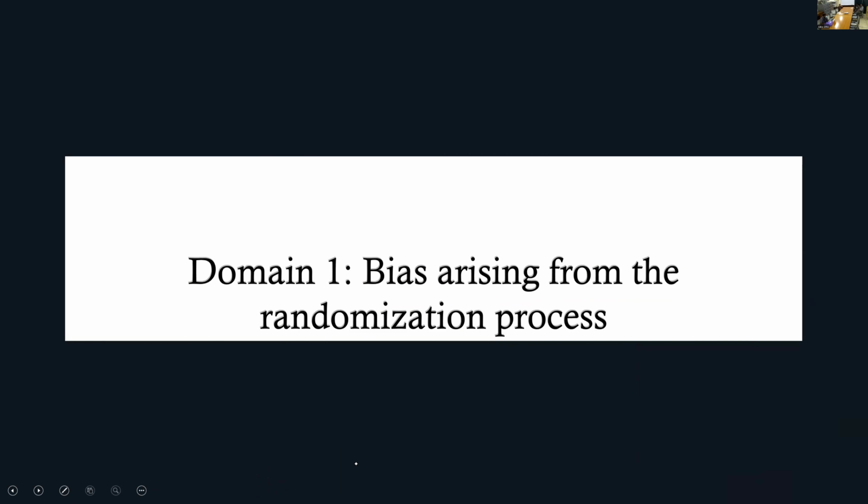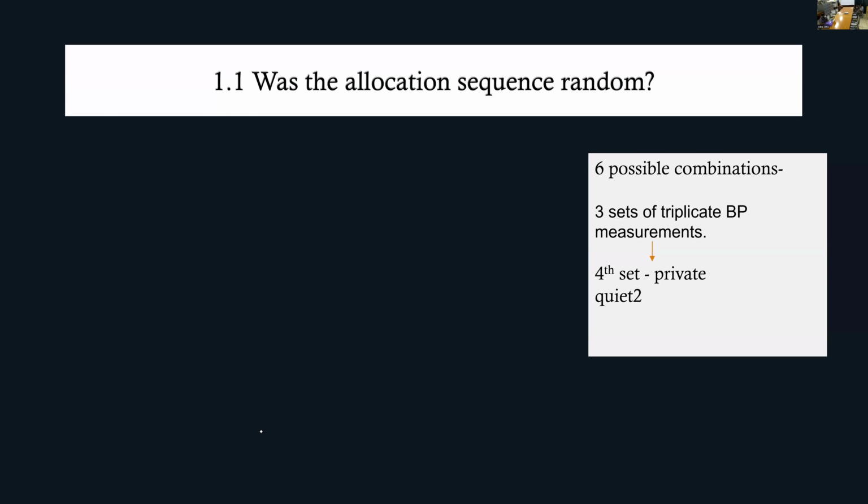We will go to using the tool. So there are 5 domains. The first domain is bias arising from the randomization process. Was the allocation sequence random? Because there are 3 settings, they had 6 possible combinations. In each setting, they had 3 sets of triplicate BP measurement, and all of them underwent the 4th setting, which was a private quiet. As to whether the sequence was random, they have not mentioned it anywhere in the study or in the study protocol.